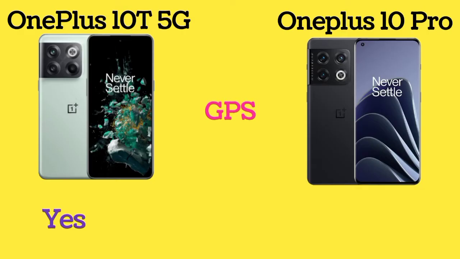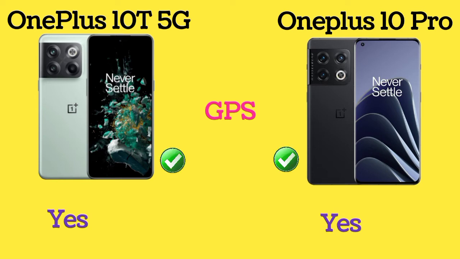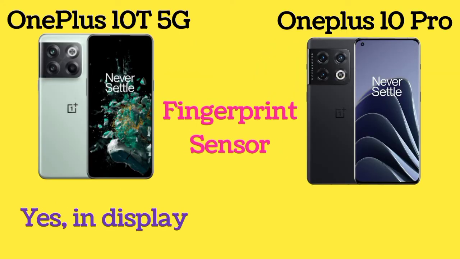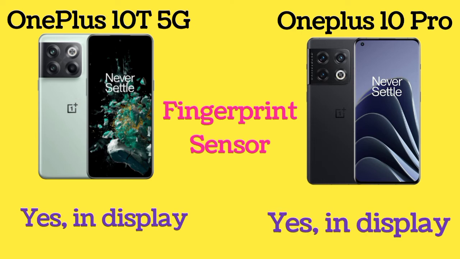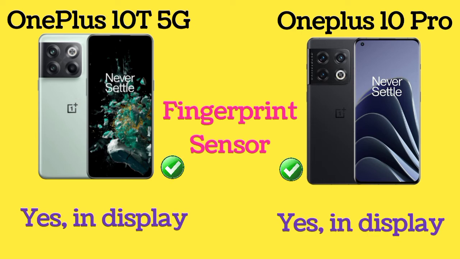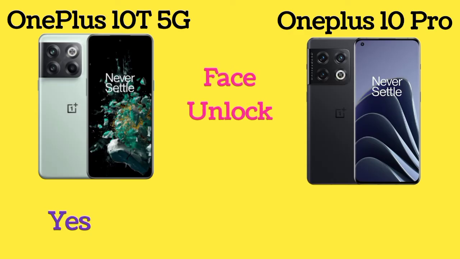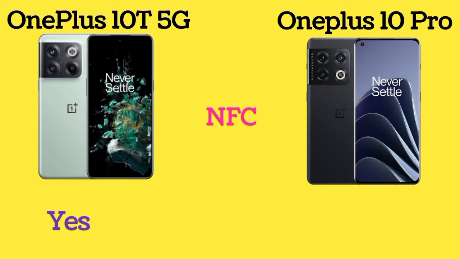OnePlus 10T and OnePlus 10 Pro both phones have GPS. OnePlus 10T and OnePlus 10 Pro both phones have in-display fingerprint sensor. OnePlus 10T and OnePlus 10 Pro both phones have face unlock. OnePlus 10T and OnePlus 10 Pro both phones have NFC.